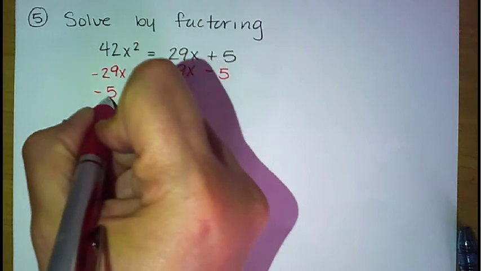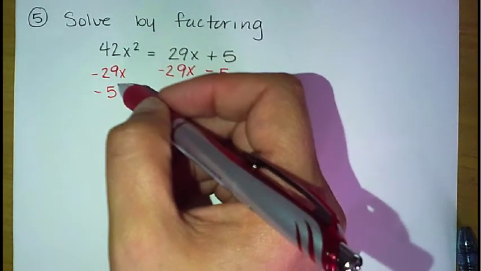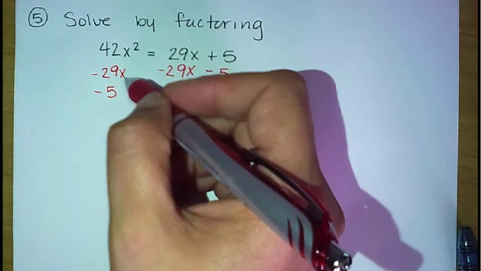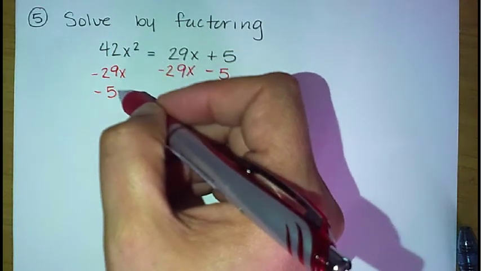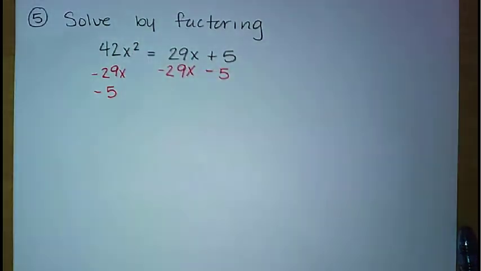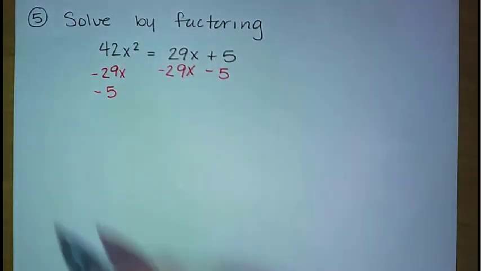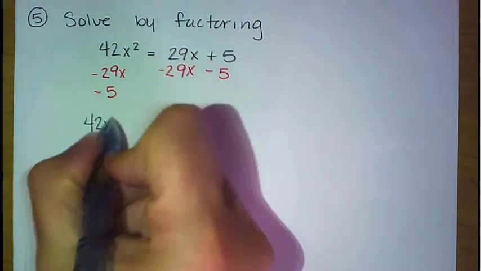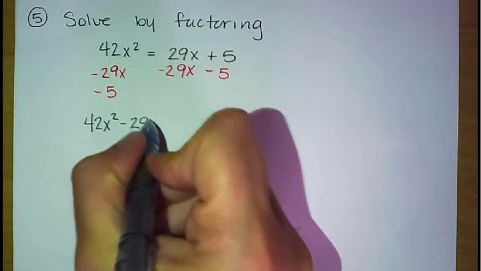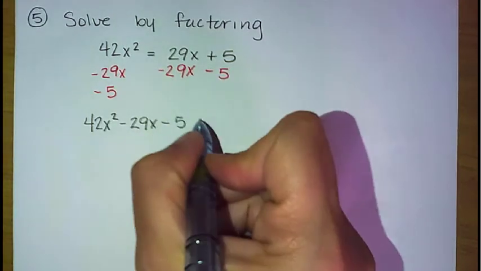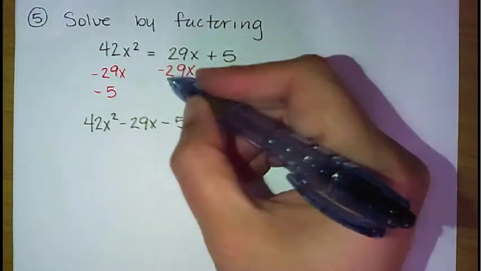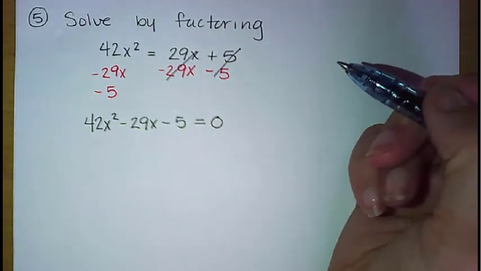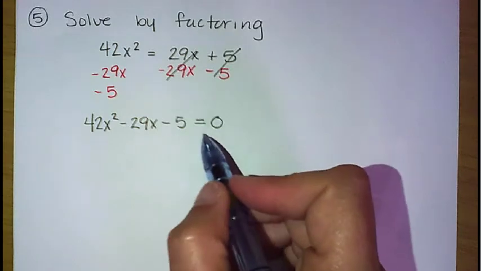Now I stacked them this way because I don't have a whole lot of room on the left-hand side, but I want you to remember that I can't actually add any of these together because they are all different. They're not like terms. So when we write this out, we're going to write out our 42x squared minus 29x minus 5, and now it's going to be equal to 0 because both the 29x and the 5 that were over here on the right-hand side are both gone, and we've got that equal to 0 that we need in order to solve this problem.